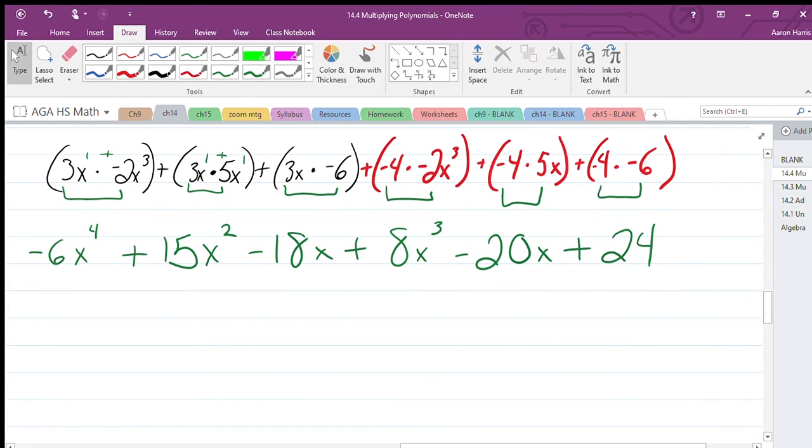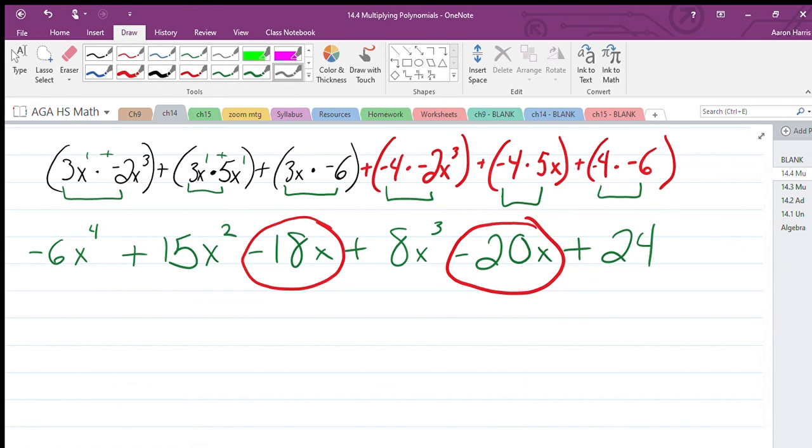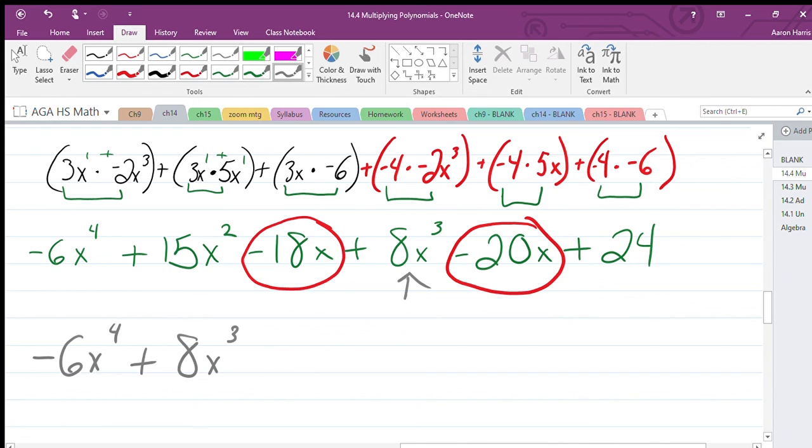Okay? So now, let's go through. Here's an x squared, nothing for it. That's an x to the fourth, nothing for it. The only like terms that I see are right there. Now, I'm going to write these in order. So, 4 is the highest power. So, negative 6x to the fourth. What's the next highest power? Over here. So, I get positive 8x to the third. What's the next highest power? Positive 15x squared.